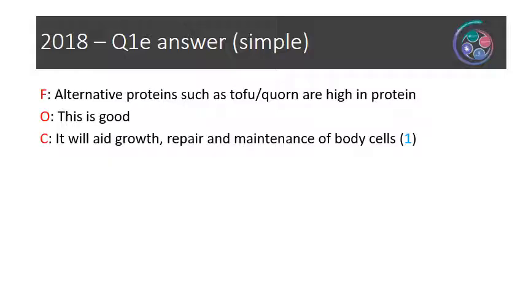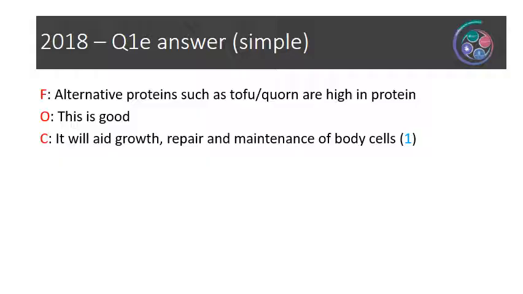Example of a simple answer. So F, your fact, could be alternative proteins such as tofu or corn are high in protein. Opinion, this is good. Consequence, it will aid growth, repair and maintenance of body cells. That would access you 1 mark.